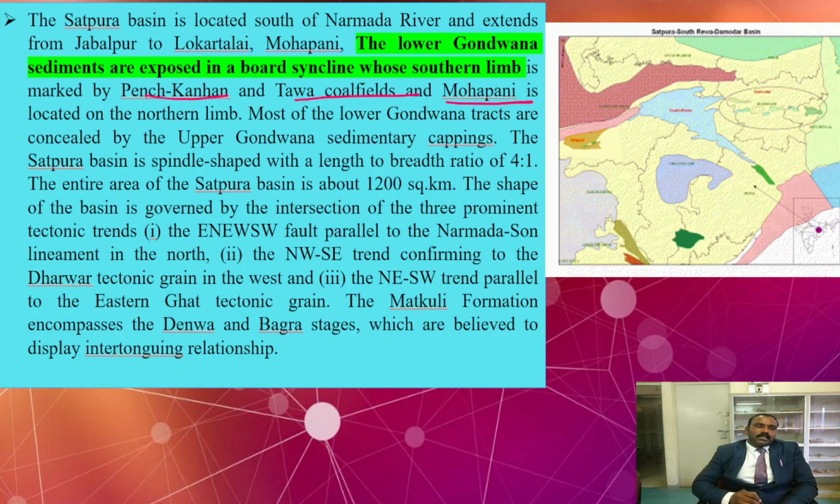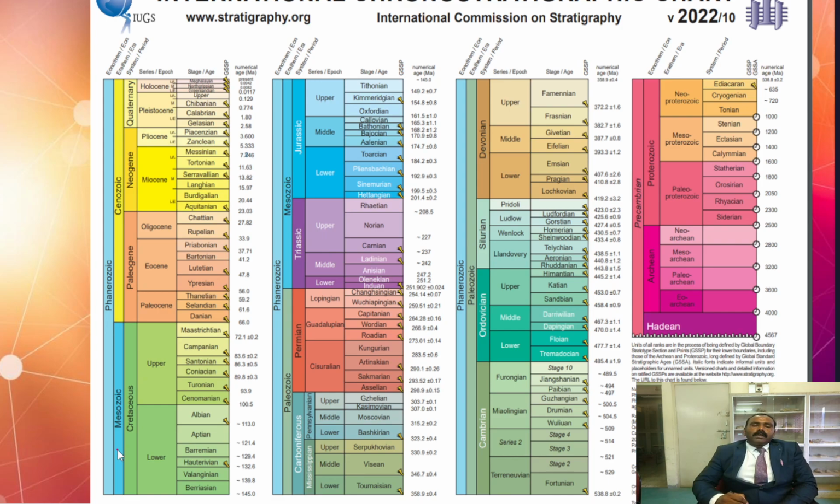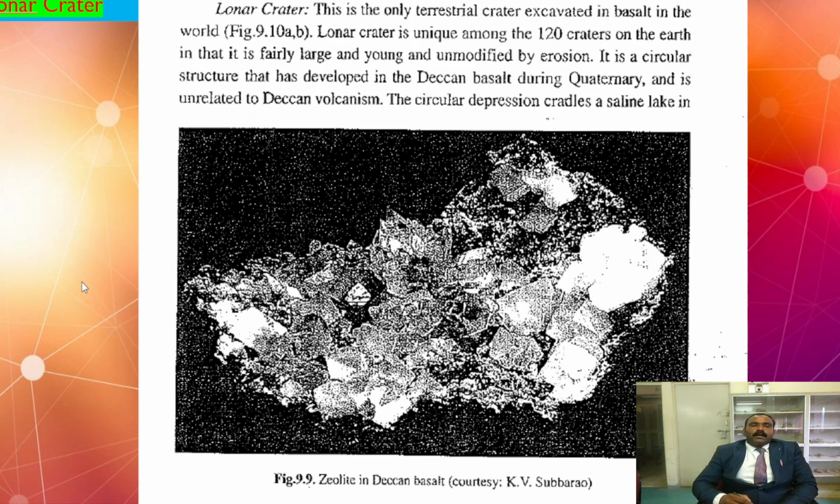Coming to the geological time scale and the global standards of stratigraphy, the units of all ranks are in the process of being defined by the Global Boundary Stratotype Section and Point, that is GSSP, and for the lower boundaries, including those of the Archean and the Proterozoic, they are defined by the Global Standard Stratigraphic Age, that is GSSA. The geological time scale, GTS, is a representation of time based on the various records of the earth, where different epochs and eras have been discussed. So this is the international chronostratigraphic chart, in which we have various eras, epochs and formations, which are correlated with the different formations of the world.